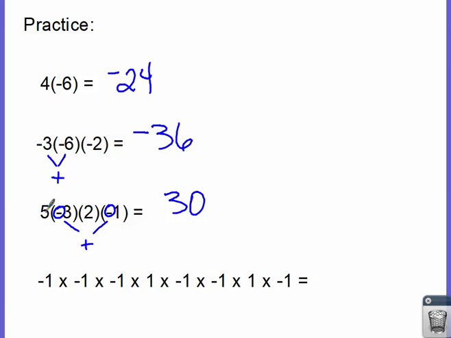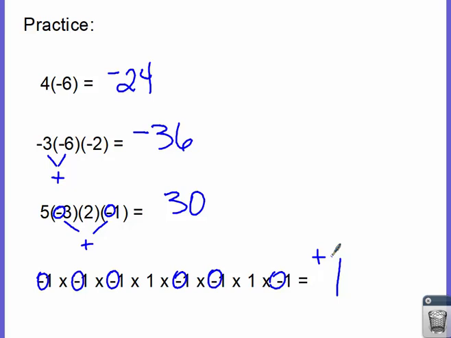Now the last one here, we've got a bunch of 1s. So the way you say this really fast would be negative 1 times negative 1 times negative 1 times 1 times negative 1 times negative 1 times 1 times negative 1. So if you put all those 1s together, we know it's just 1. Okay, now we count the negatives. So here's 1, 2, 3, 4, 5, 6. 6 negatives, that's even. So that is a positive 1. If I had 1 more negative, it would make the whole thing negative.